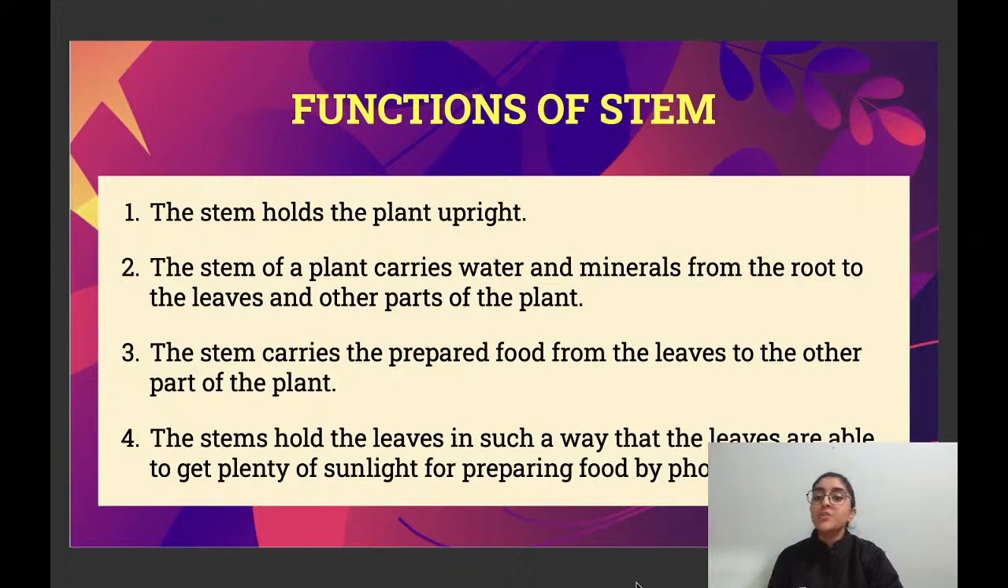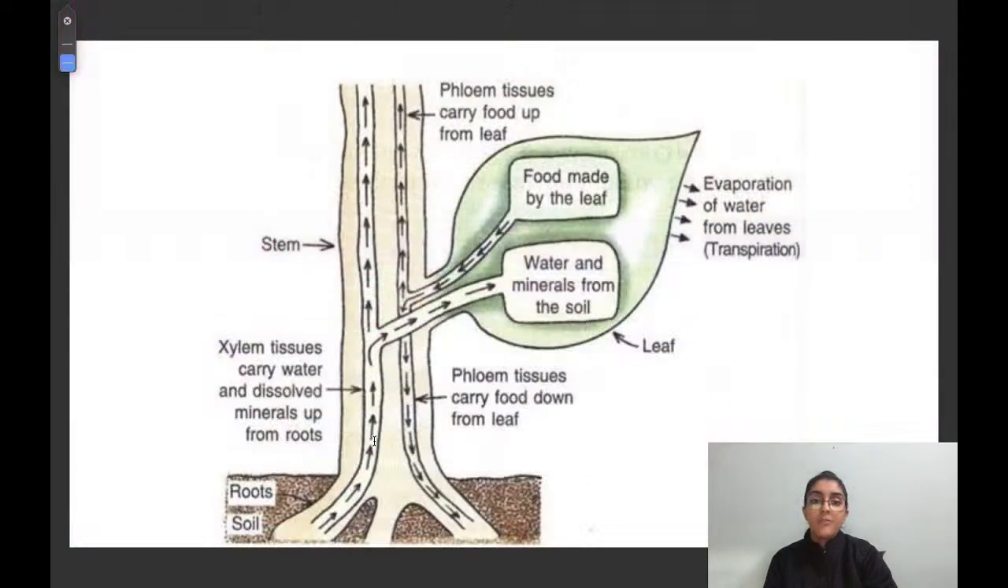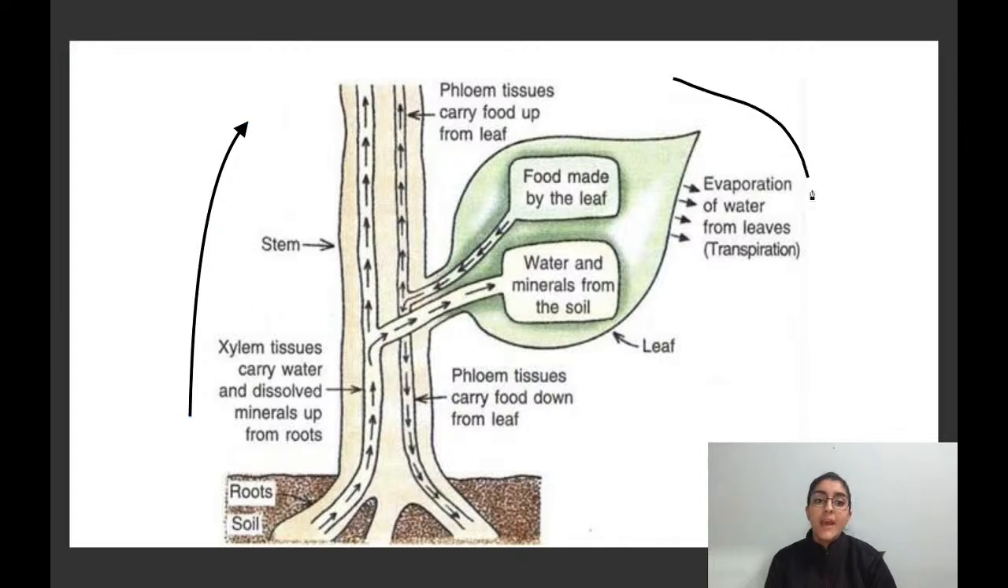Okay guys, so the function of stem includes that they hold the plant upright, they carry water and minerals from root to all the parts of the body, and food from all the parts of the body to the root. So they have all of these things, and because of that they are very important. So this is what the inside of a stem looks like. They carry water and minerals from root to all the parts of the body, and in the same way from leaves to the roots.